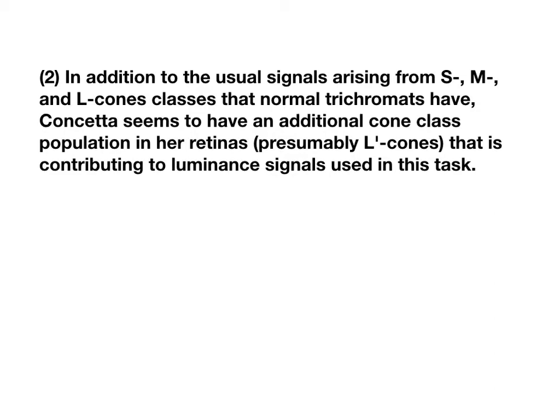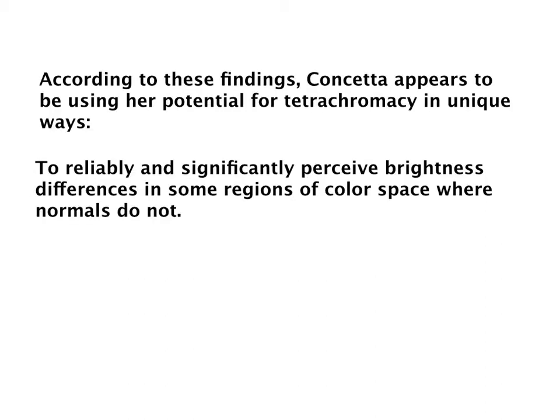Secondly, in addition to the usual signals arising from the S and the M and the L cone classes that normal trichromats have, Concetta seems to have an additional cone class population in her retinas. We presume this to be the L cone pigment that is contributing to the luminance signals that are used in this task. According to these findings, then, Concetta appears to be using her potential for tetrachromacy in unique ways to reliably and significantly perceive brightness differences in some regions of color space where normals do not.